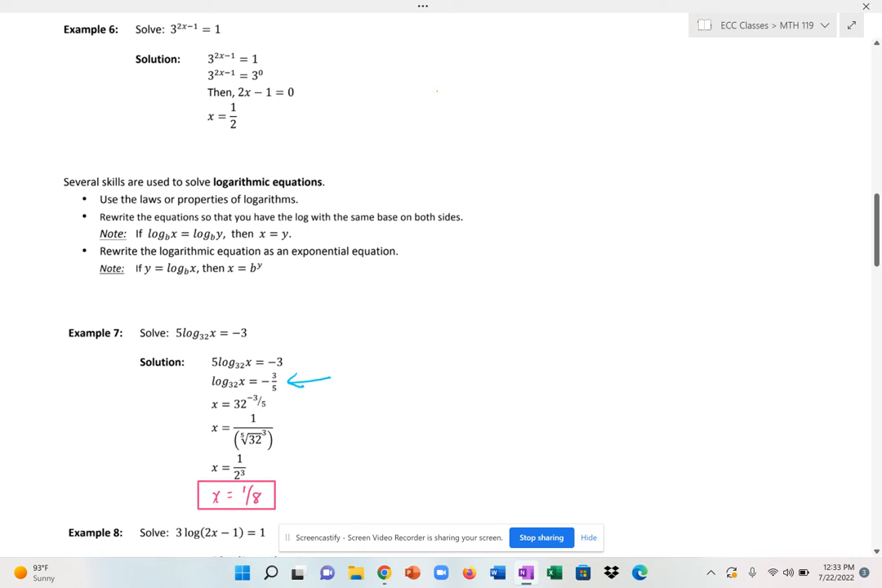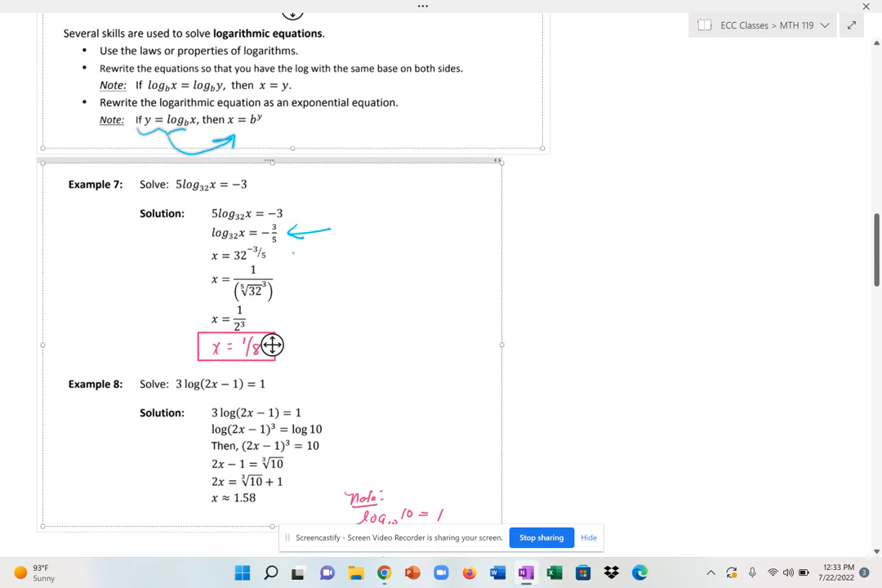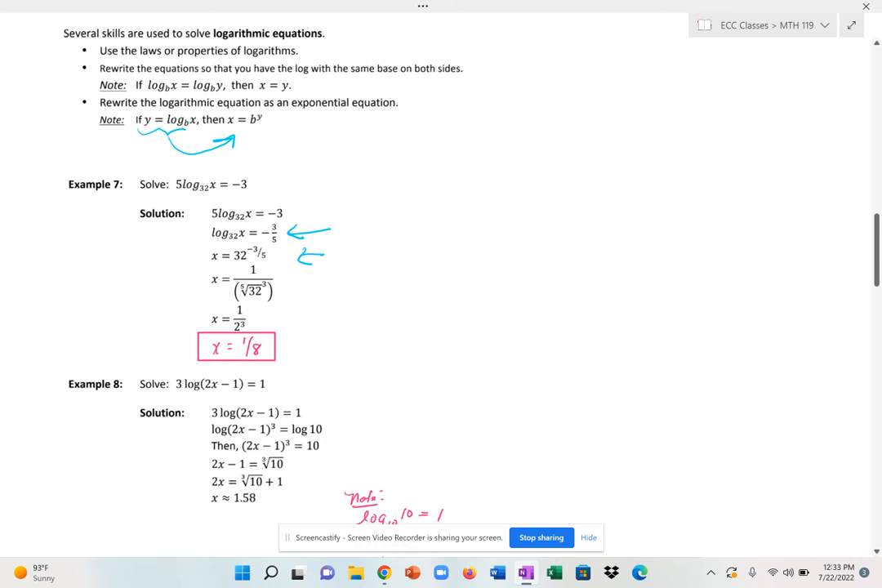Now I can apply this definition. A logarithm gets rewritten as exponential as follows. So that means that x will equal 32 to the negative 3/5 power. But this is something I can work with. A negative exponent ends up in the denominator, and when your exponent is a fraction, it could get rewritten as a radical.